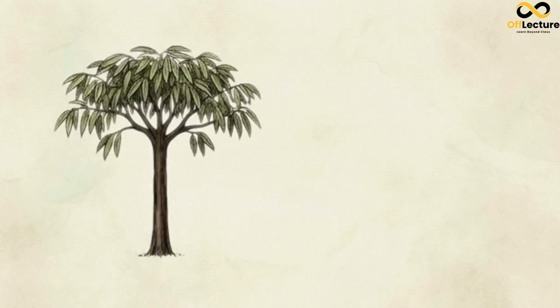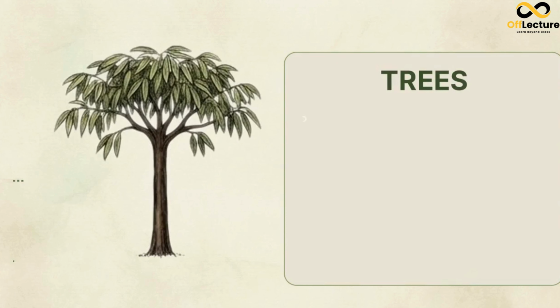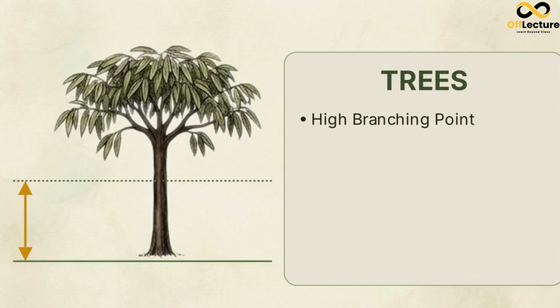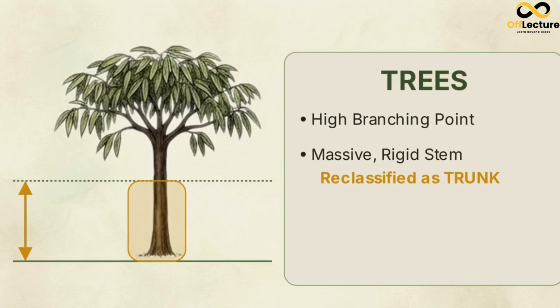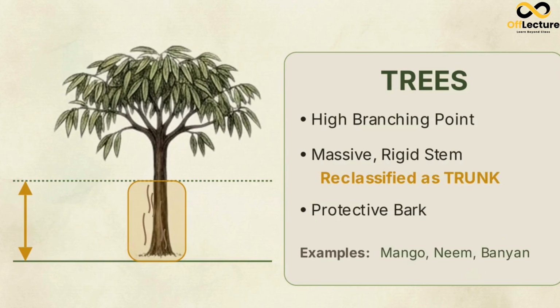The largest category is trees. They are tall, their branches start high above the ground, and their stem is massive and deeply rigid. At this scale, the stem is reclassified as a trunk, and it develops a tough protective layer called bark. Mango, neem, and banyan all follow this blueprint.